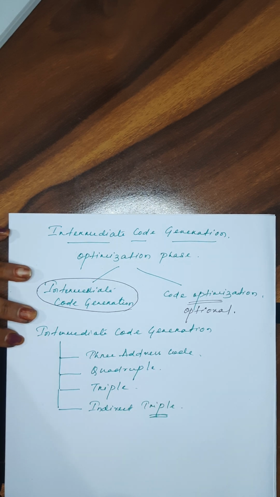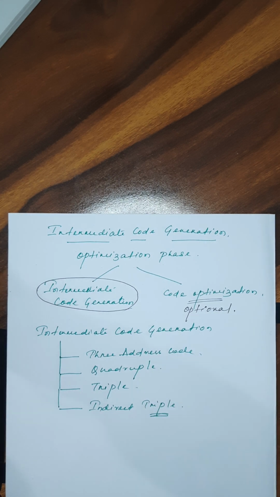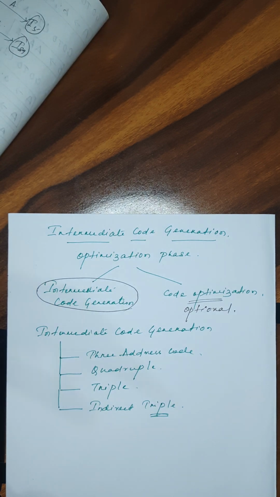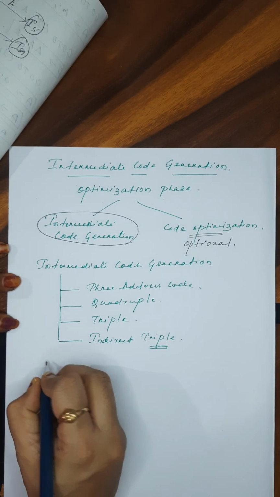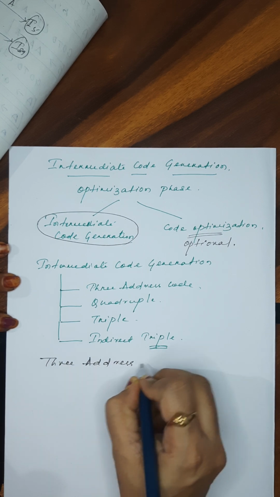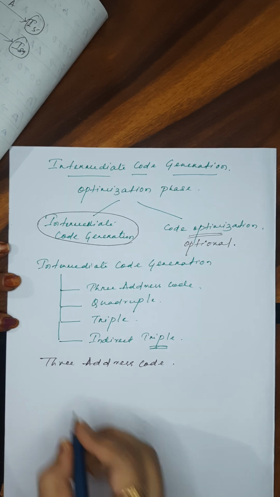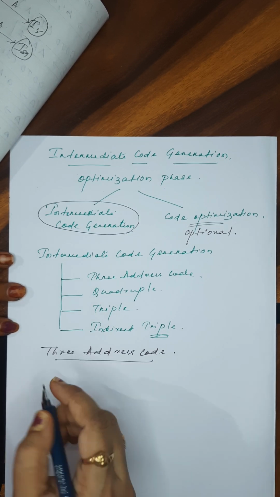Okay. To explain all these phases, what we have to do? We have to take a common example and explain what happens in all the optimization phases. Now, we will start with your 3 address code. As the name suggests, there has to be 3 fields. How it will be? Let us take an example.